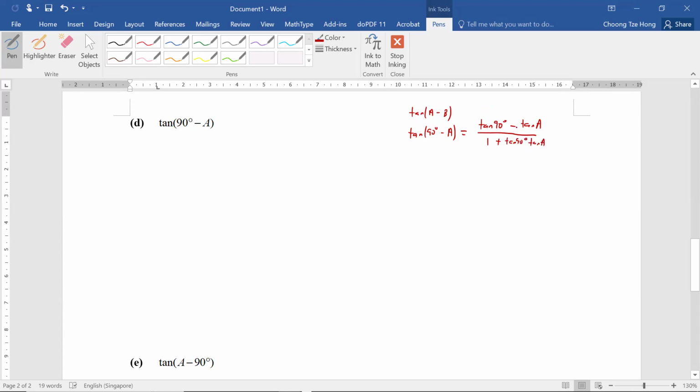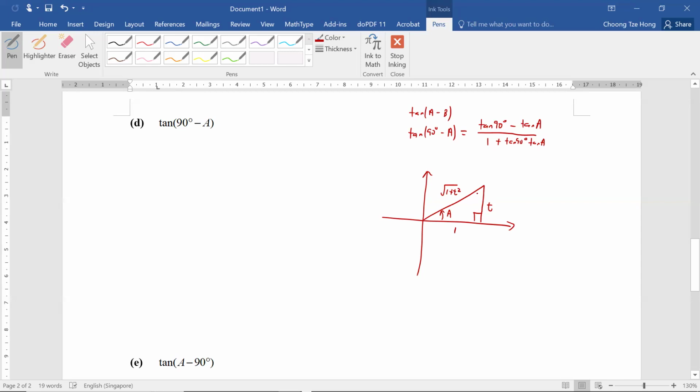If you were to press your calculator now, tangent 90, it gives me a math error. So in this case, it shows that we can't use the addition formula to work this out. So how do we work this out? If you recall, the triangle that we have is like this. A is over here, then we have this as a 1, over here we have a t, and over here we have square root 1 plus t squared. It is a right angle triangle.